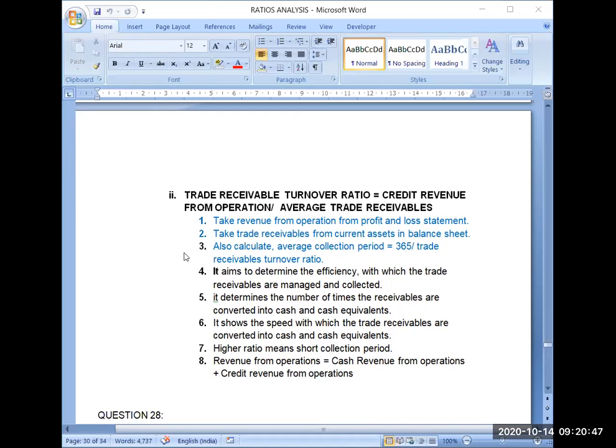A higher ratio means a short collection period, meaning you are collecting your cash very fast. Revenue from operations is equal to cash revenue from operations plus credit revenue from operations. Obviously, we have discussed that.